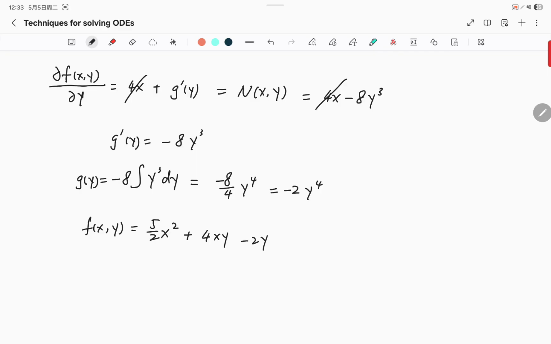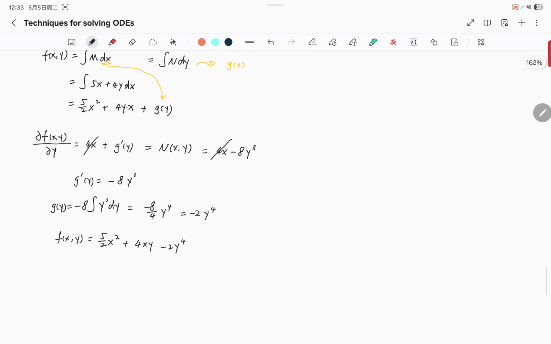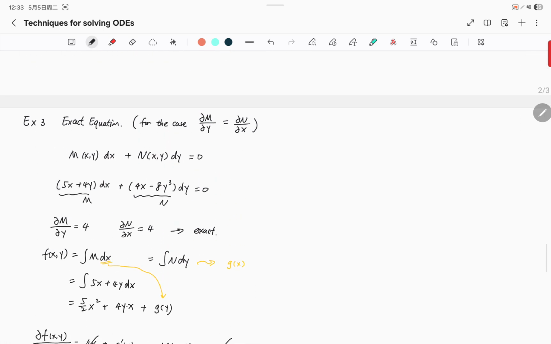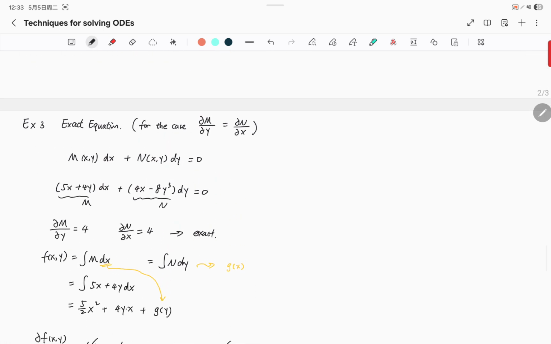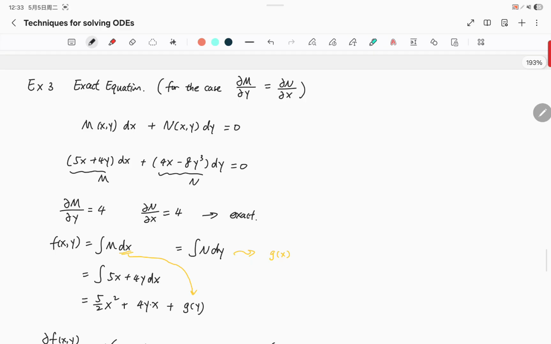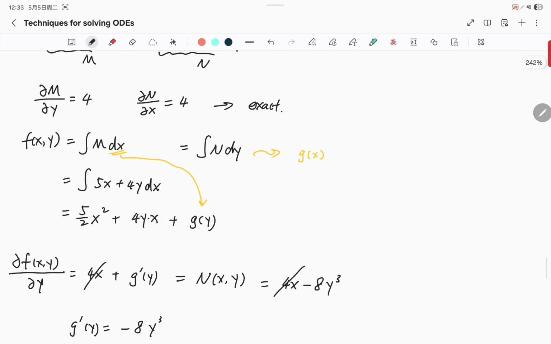There you go, y to the power 4. There you go for this method. Identify what is M, what is N. Do del M over del y and del N over del x. If they are the same, then they are exact. Then you can proceed to this.